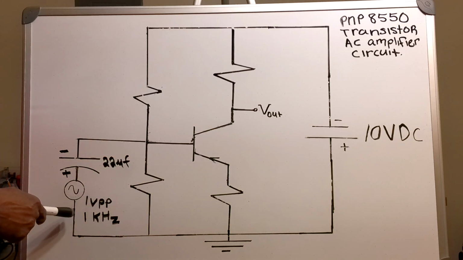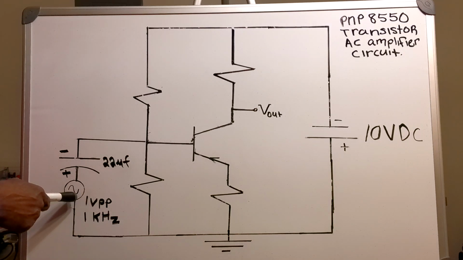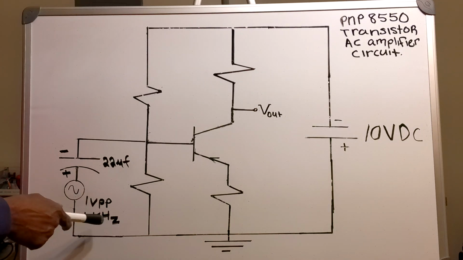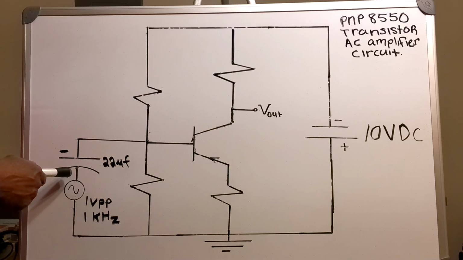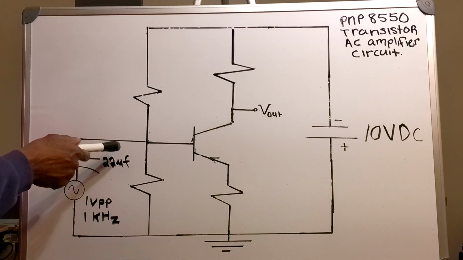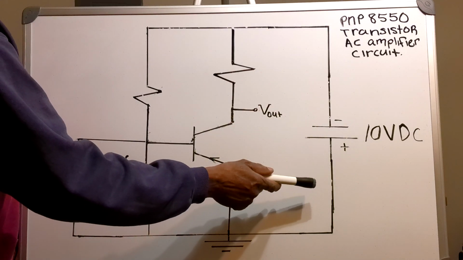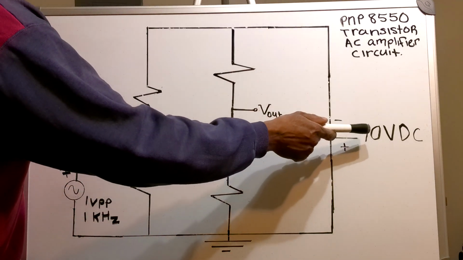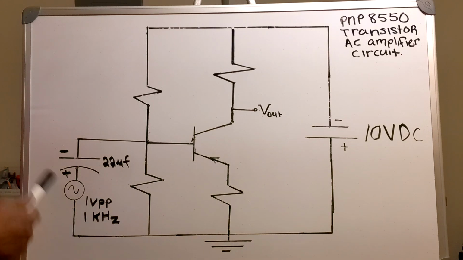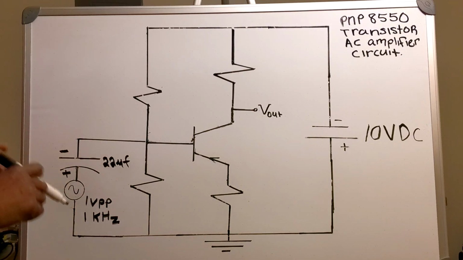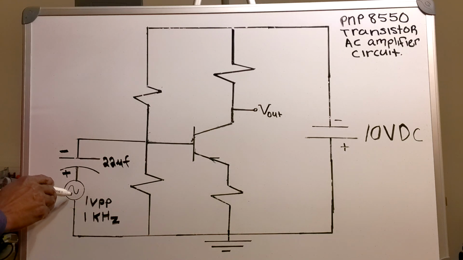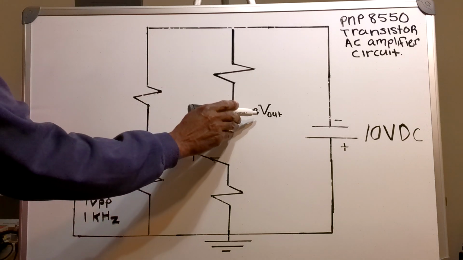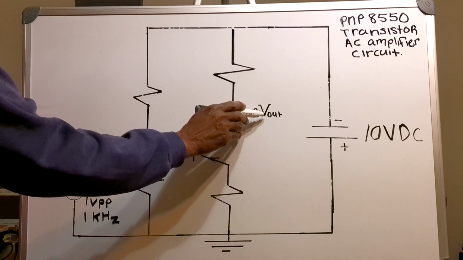On the input side, I'm going to have a 1 volt peak-to-peak sinusoidal input. The frequency will be 1 kilohertz in series with a 22 microfarad capacitor. Across the front of the transistor, I've got a 10 volt DC source. The idea is that I input the 1 volt peak-to-peak sinusoidal, and on the output side, I get a much bigger sinusoidal.